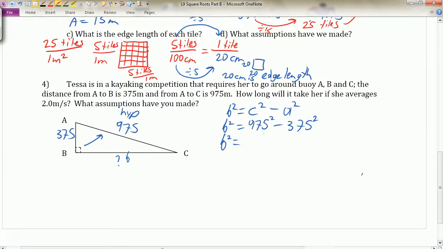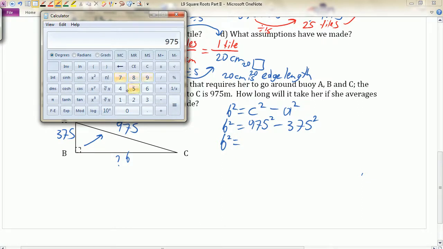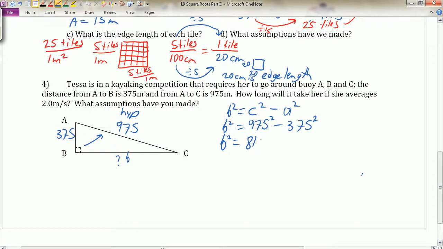B squared equals what? Oops, clear. So b squared equals 810000. How do we get rid of squaring? How do we undo it? Do the opposite, which is square root. Algebra says to do it to both sides of the equal sign. So b equals square root of 810000, which is 900. Okay. So this side here is 900 meters.